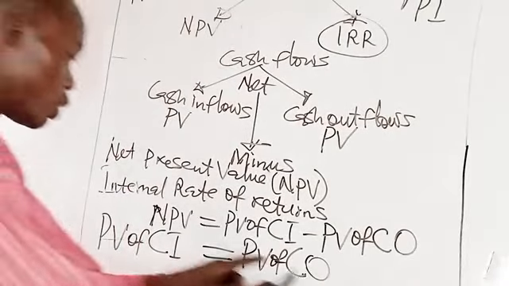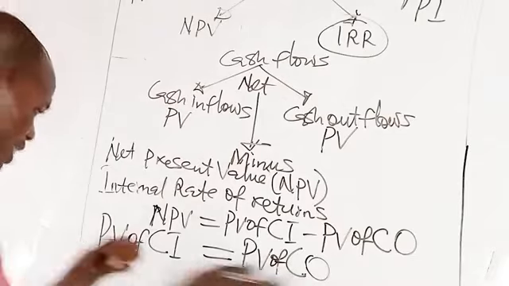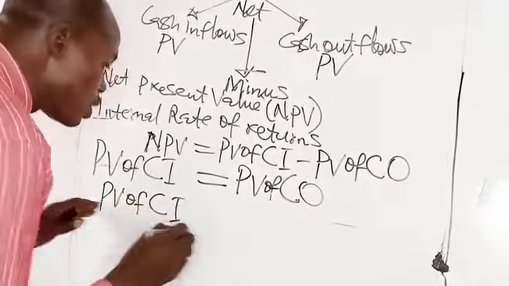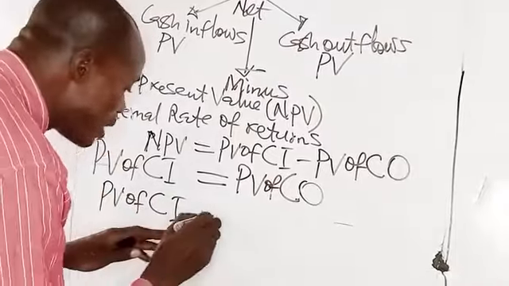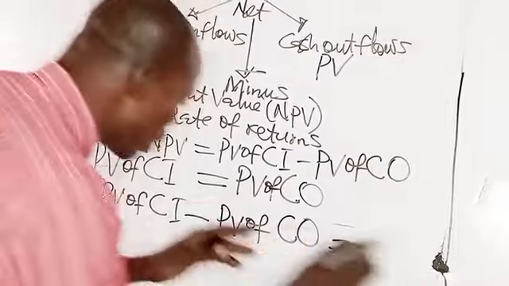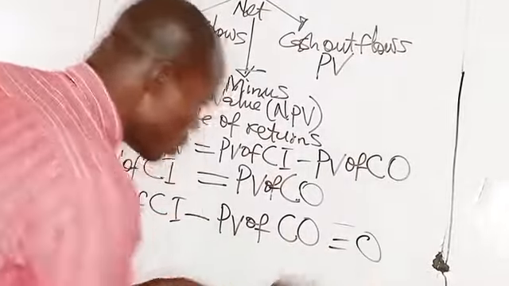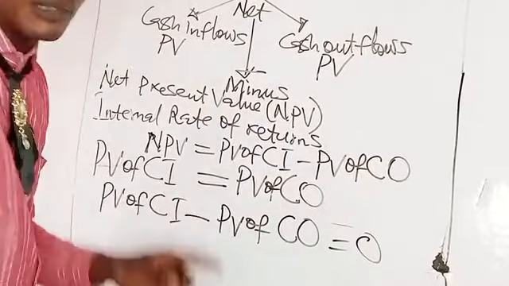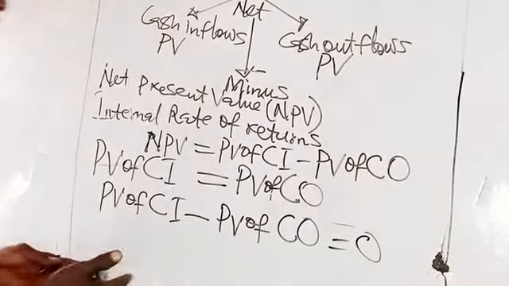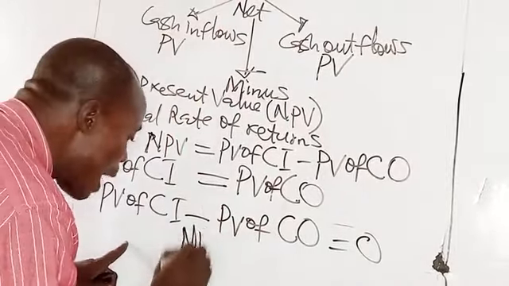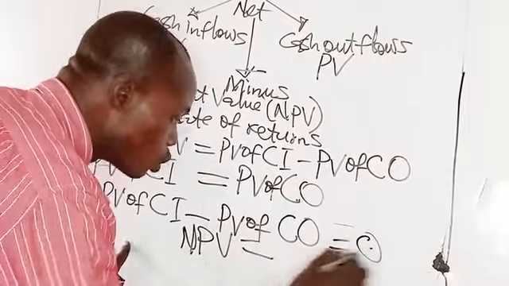If this is equal to this, if you bring this and this together, we have PV of cash inflows, minus PV of cash outflows, equals to what? You'll be left with nothing, equal to zero. And remember, PV of cash inflows minus PV of cash outflows is equal to the net present value. Therefore, that means we have net present value equal to zero.